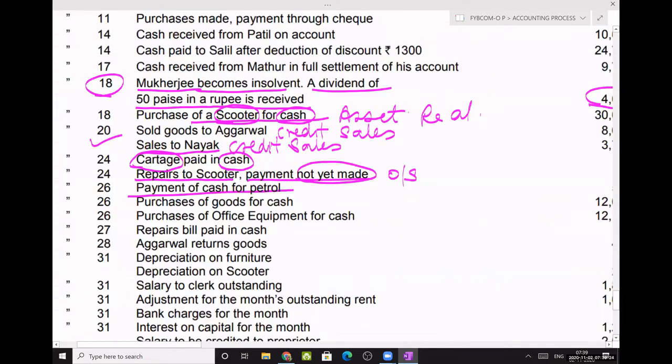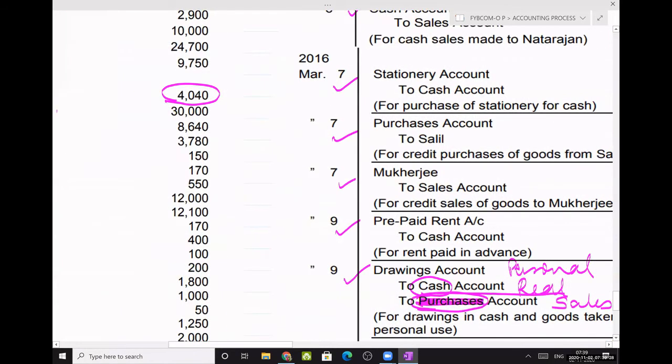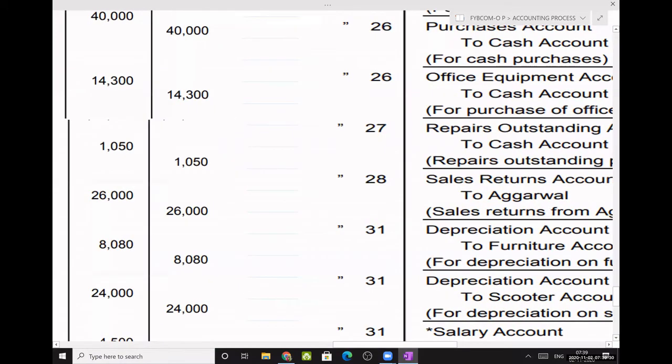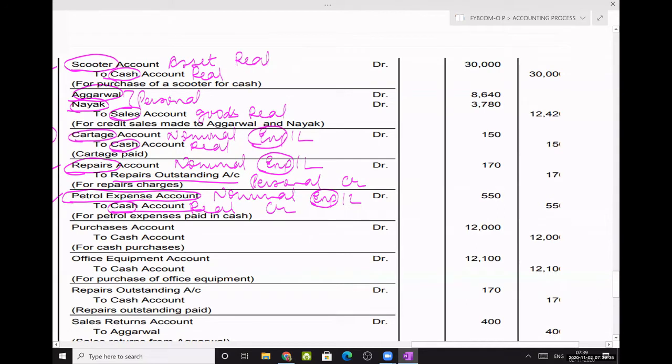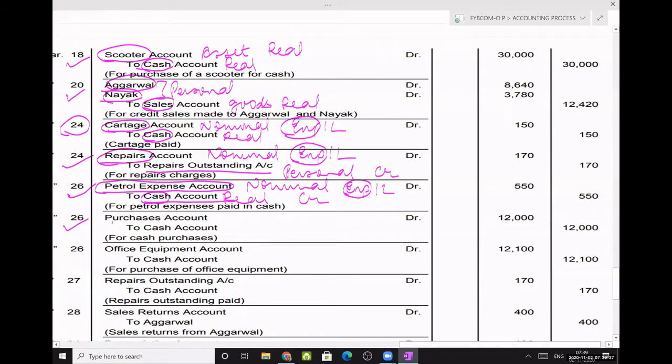Next, purchase goods for cash. Okay, this one is easy. Purchase goods for cash. 26th. What have you purchased? Goods obviously. Goods are a real account. Debit what comes in. Cash is again a real account. Credit what goes out.